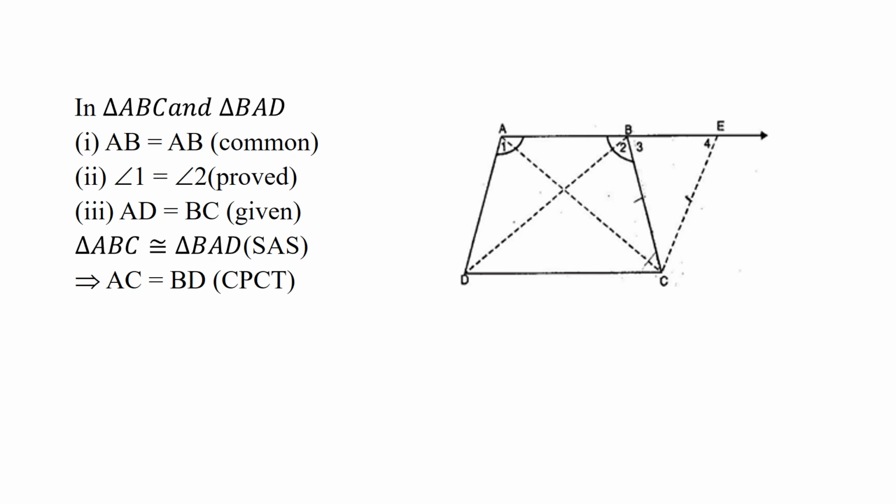In triangle ABC and triangle BAD, we can see AB is the common side, angle 1 is equal to angle 2 already proved, and we are given AD is equal to BC. Therefore, triangle ABC is congruent to triangle BAD using the condition SAS congruency. From this we can write AC is equal to BD, that is diagonal AC equal to diagonal BD using corresponding parts of congruent triangles.